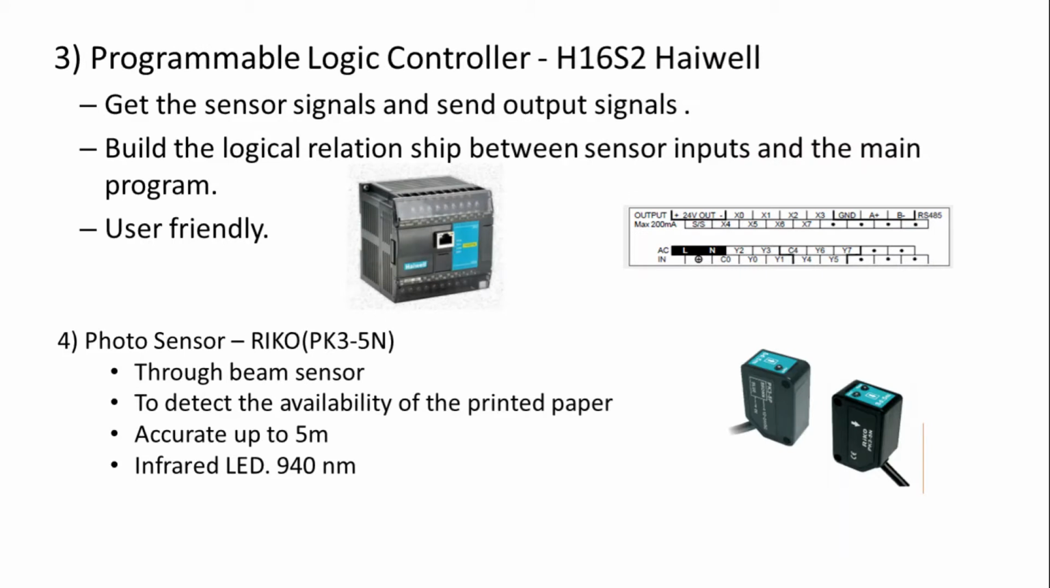Then to get the signals from the sensors we have placed, we used a PLC, which is a Highwell H1 series PLC with 16 inputs and outputs. This was used to take the inputs as well as to give the outputs when a faulty book is detected. Then we used a photo sensor to detect the arrival of a book. What we used is a Ricoh PK3 5N sensor, which is a through beam sensor. It is accurate up to 5 meters and uses an infrared LED 940 nanometer beam.